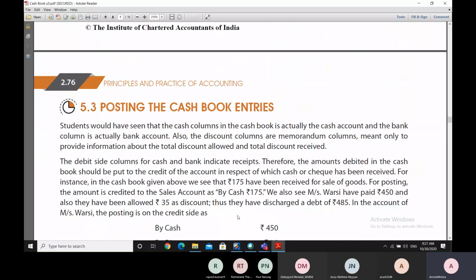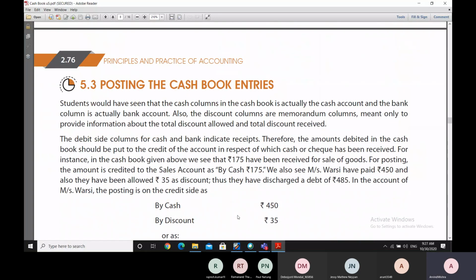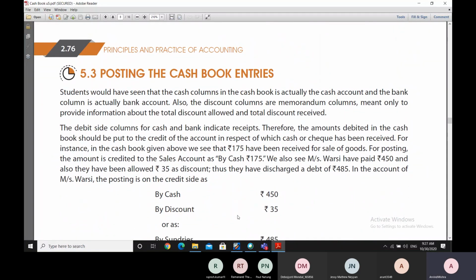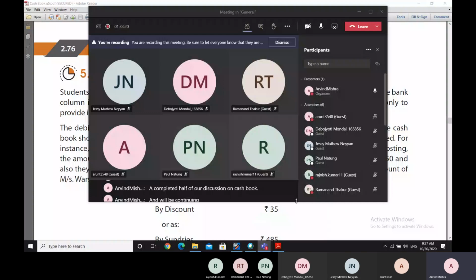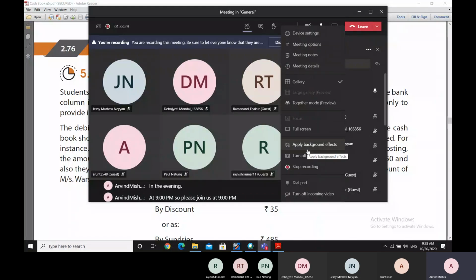So with that, we have completed half of our discussion on cash book, and we'll be continuing with this topic once again in the evening at 9 p.m. So please join us at 9 p.m. for part 2 of cash books.